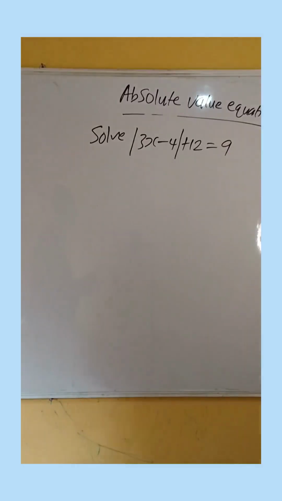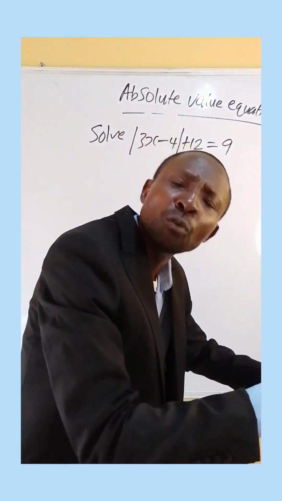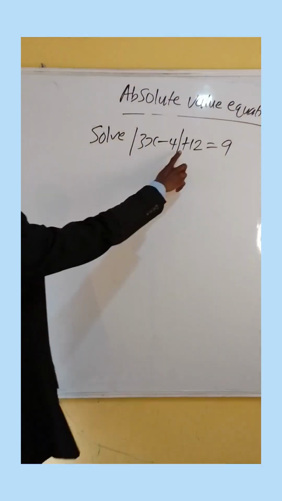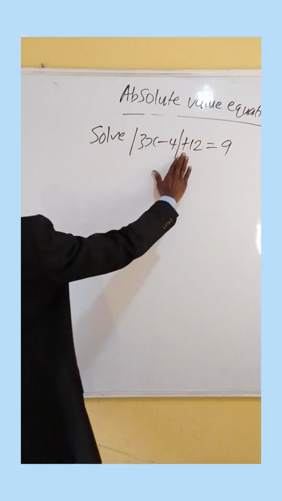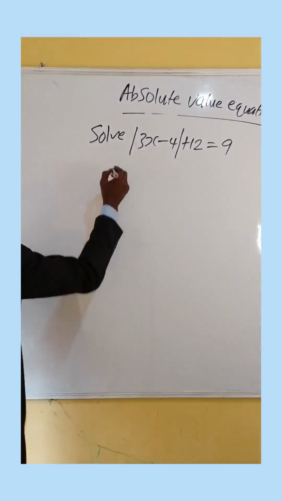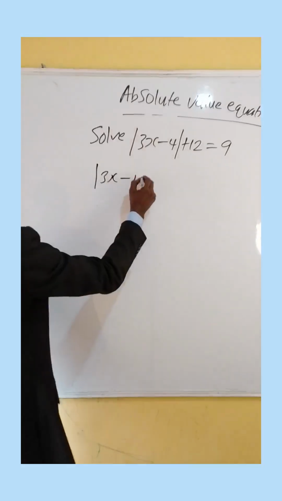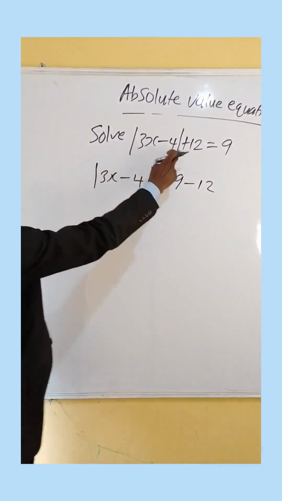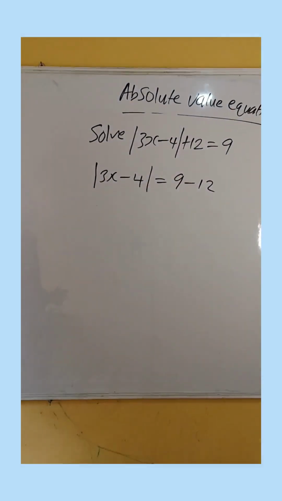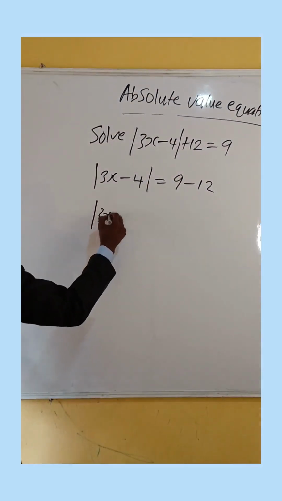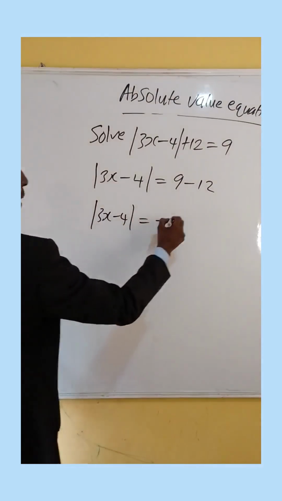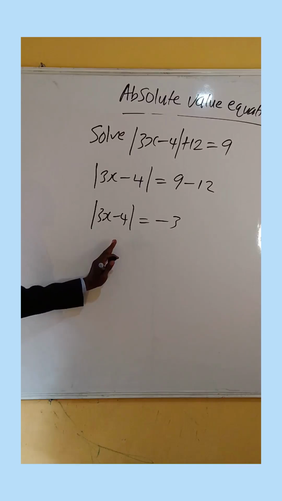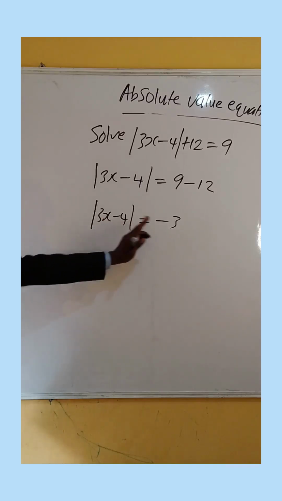Now, when you have something like this, make sure you separate the absolute value from the real values. So this plus 12 is going to be transposed to this side. So we have the absolute value of 3x minus 4 equals 9 minus 12. You know it's positive 12. When it comes here, it becomes minus 12. So what do we do from here? The absolute value of 3x minus 4 will give me minus 3.